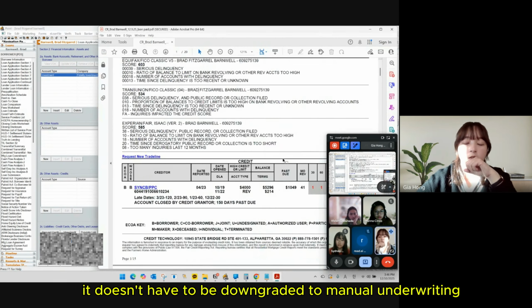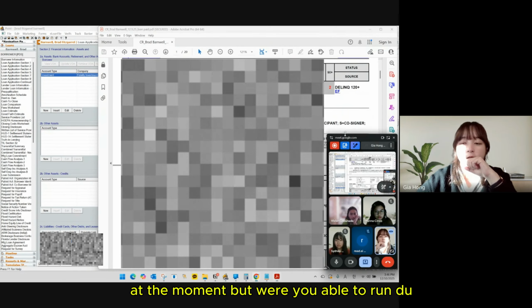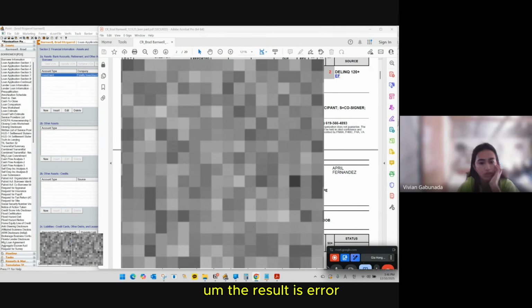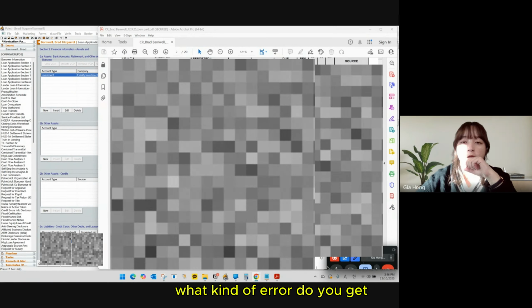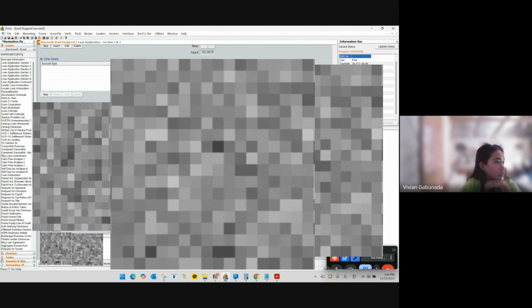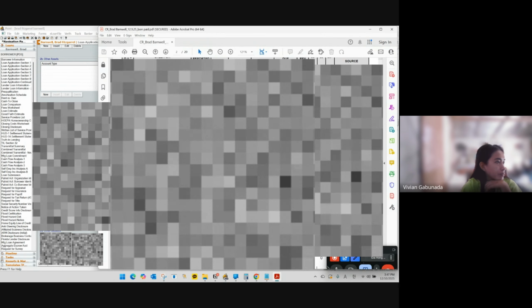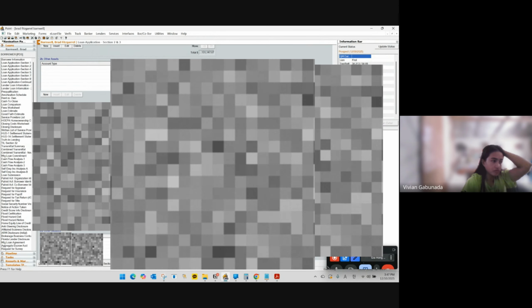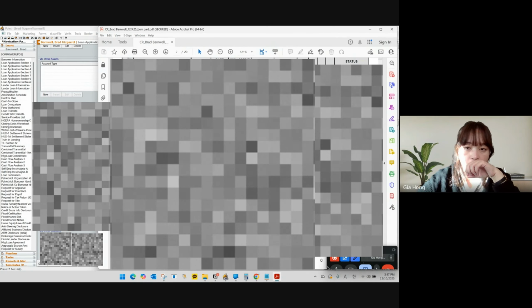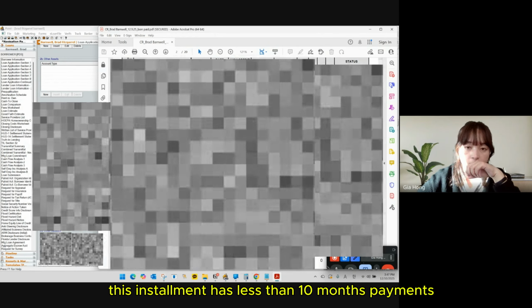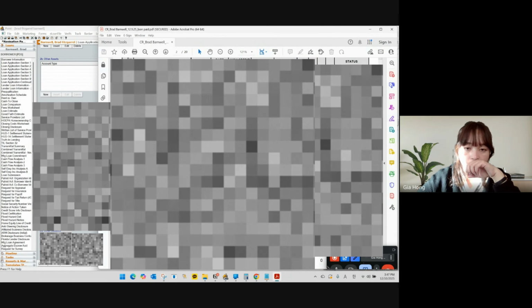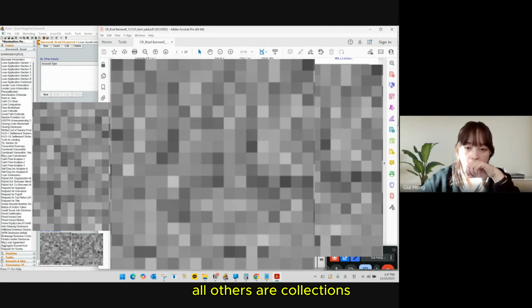It doesn't have to be downgraded to manual underwriting at the moment. But were you able to run DU? The result is error. What kind of error do you get? Let me check. Reports. There are multiple rates. This installment has less than 10 months payment, so you can omit this, right? All others are collections.